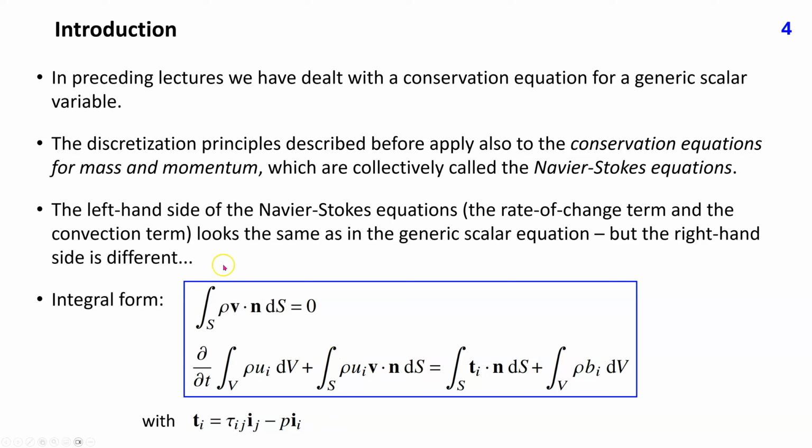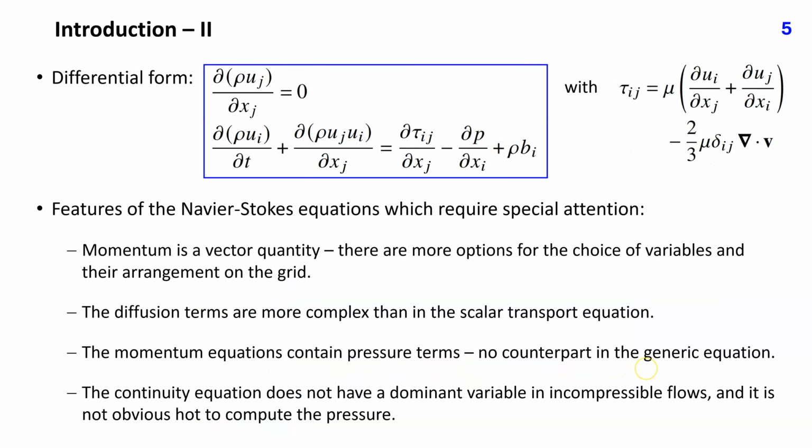The mass conservation equation, which is also called the continuity equation, has no terms on the right-hand side when only incompressible flows are considered, which is the case for the time being. The momentum equations, shown here for the velocity component ui, have on the right-hand side surface and body forces. We shall for the time being consider only viscous stresses tau ij and pressure forces under the surface integral, and a generic body force bi under the volume integral. The Navier-Stokes equations for incompressible flow are shown here in differential form and tensor notation.